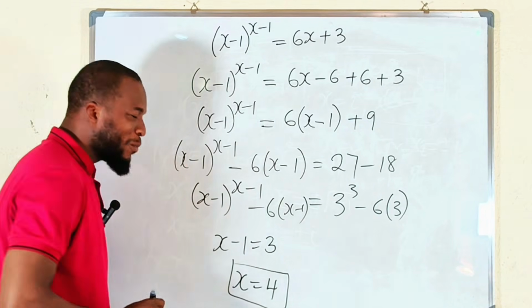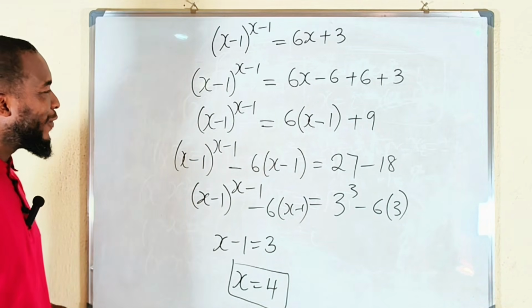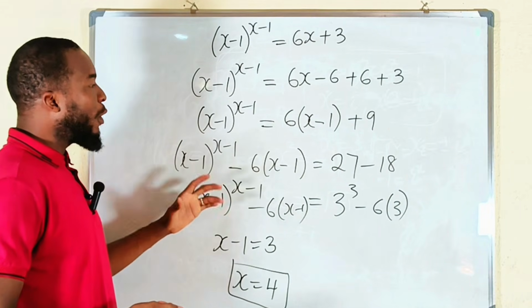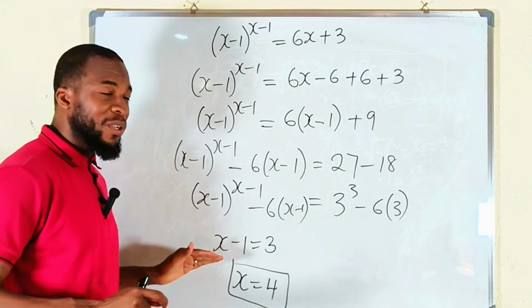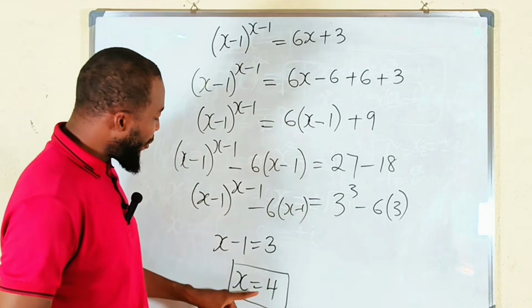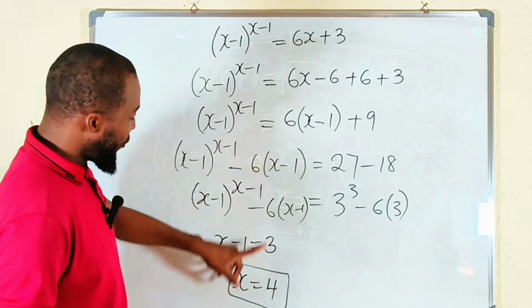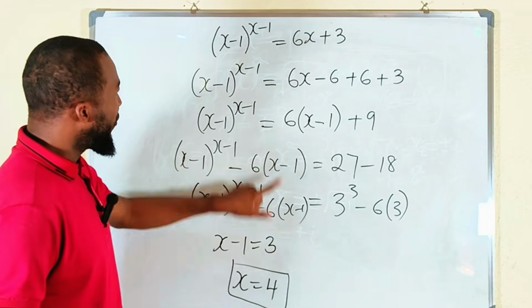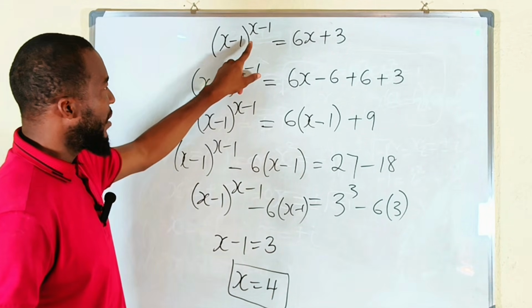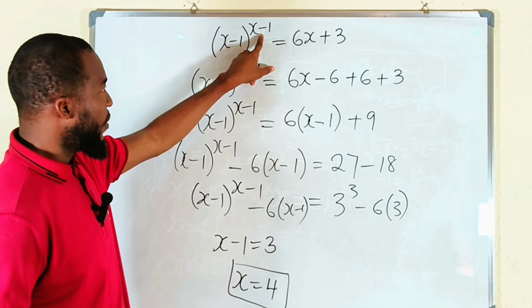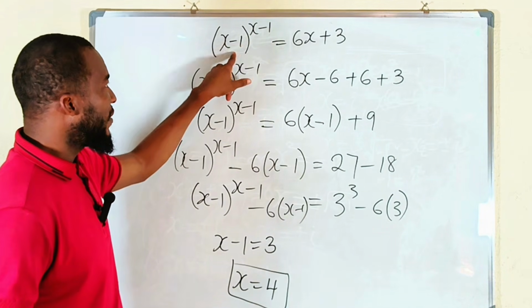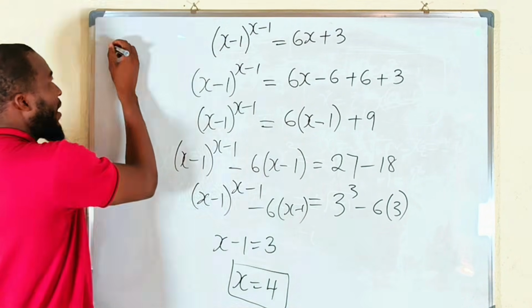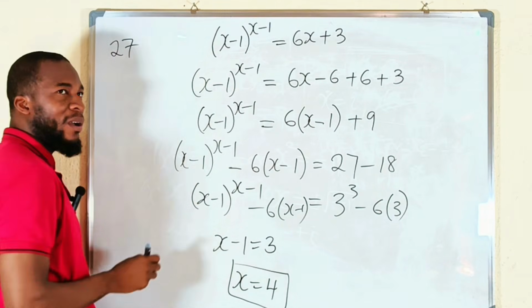You see, mathematics has a lot of logic. So I want you to solve the same problem algebraically. But before we move on, I would like to test it in the main equation. If x is 4, we have 4 − 1 is 3. This 4 − 1 is also 3. So this is 3 to the power of 3. The left-hand side is 27 because 3 to the power of 3 is 27.